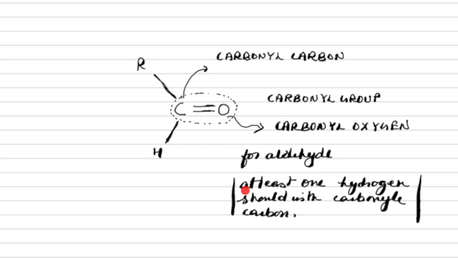So remember, I have said this word, at least. At least means one is fine, but it can be two also. Instead of R, we can have H here also. That will also be an aldehyde. So now we know what we want to see. We want to see the carbonyl carbon, the carbon in the carbonyl group, C double bond O, and that carbon should have at least one hydrogen. That is what we are focusing on to identify the structure very, very clearly for aldehydes.